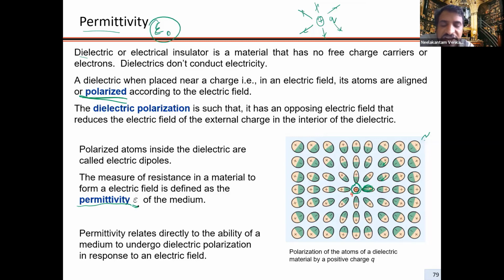So permittivity really dictates how much of this dielectric moments can be created, how much of this plus and minus charge inside a dielectric material can orient itself and get polarized in the presence of an alien charge, which is in response to an external electric field, which is caused by this Q, which is going to be like this.